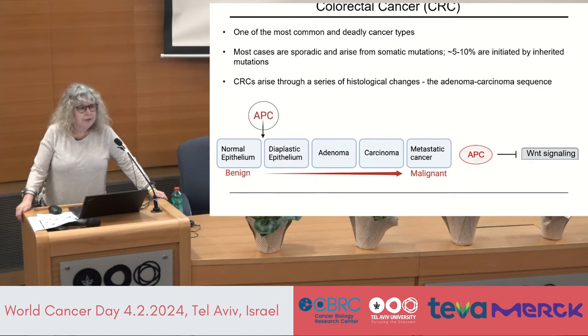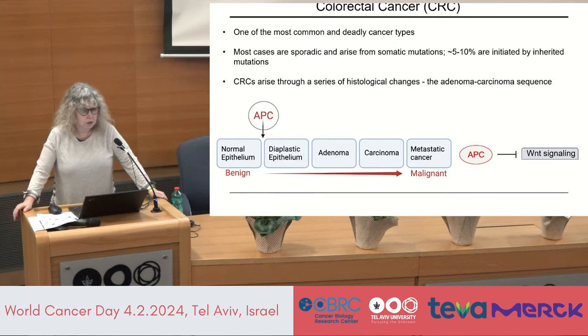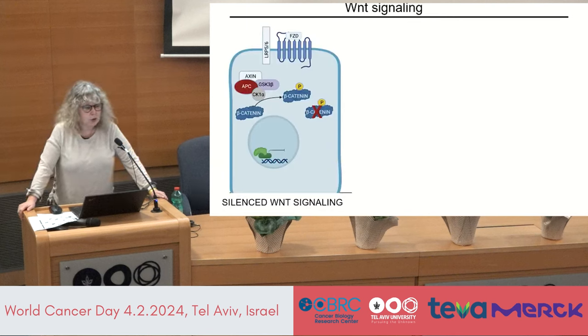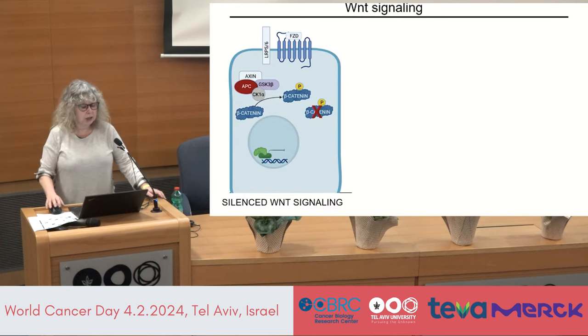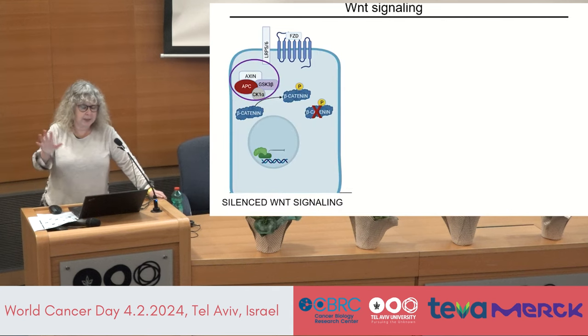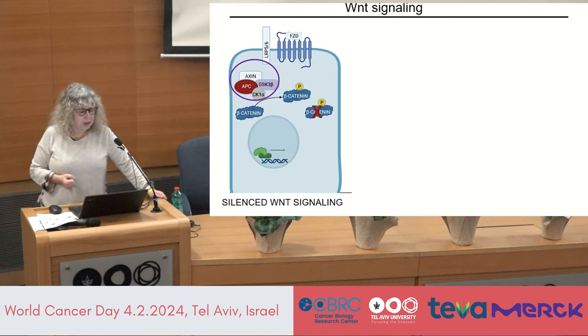Now, the main known function of APC is as a negative regulator of the Wnt signaling pathway. So just one slide about the Wnt pathway. The Wnt pathway is a conserved signaling pathway. It's very important in normal development. And in adults, it's mainly shut down. And it's shut down due to the expression of a large cytoplasmic complex that contains many proteins, among them axin and APC, the gene I'm talking about. And the whole function of this complex is to phosphorylate beta-catenin, marking it for degradation by the proteasome.